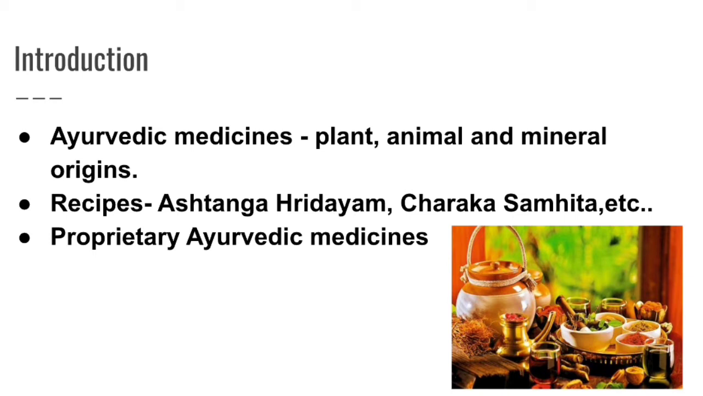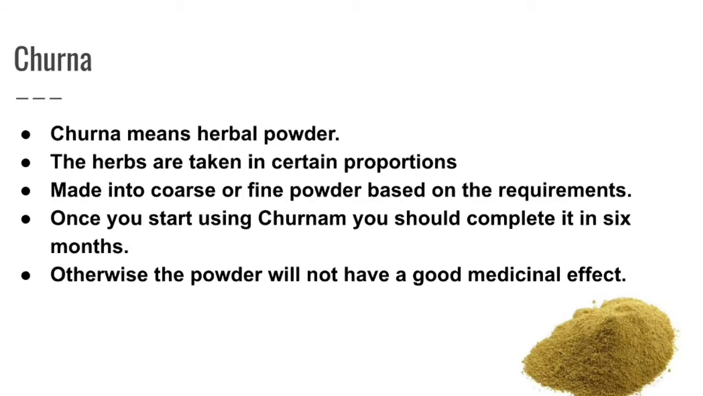But now in modern days there are proprietary Ayurvedic medicines. These proprietary Ayurvedic medicines are manufactured by some companies based on their own research. So now you get Ayurvedic medicines in modern forms like tablets and everything. These are the recent advancements. The recipes are based on the ancient texts, but the forms in which they are available are becoming different today. First we are going to talk about the different forms of Ayurvedic medicines.